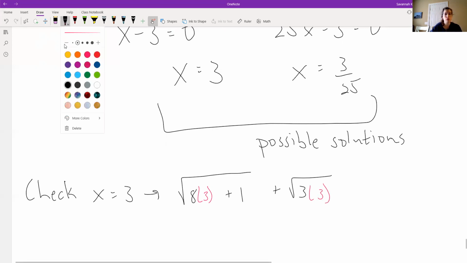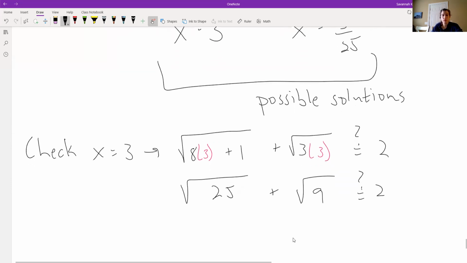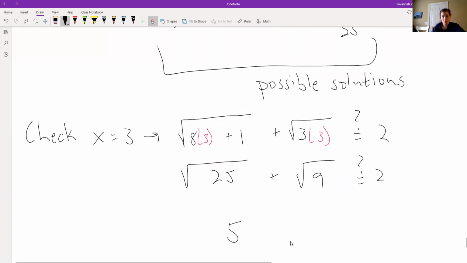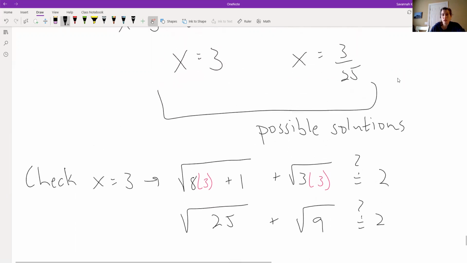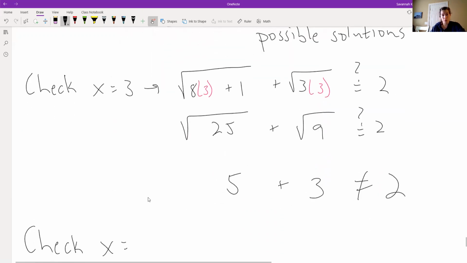Okay, and we want to know, does all of this collapse down nicely to be just a 2? Wouldn't that be great? Okay, 8 times 3 is 24, plus 1 is 25. 3 times 3 is 9. Does it equal 2? Let's see. 5 plus 3 does not equal 2. 5 plus 3 is 8. So we know we're going to throw out our pretty whole number and attempt the 3/25, because my pretty whole number didn't solve the problem.